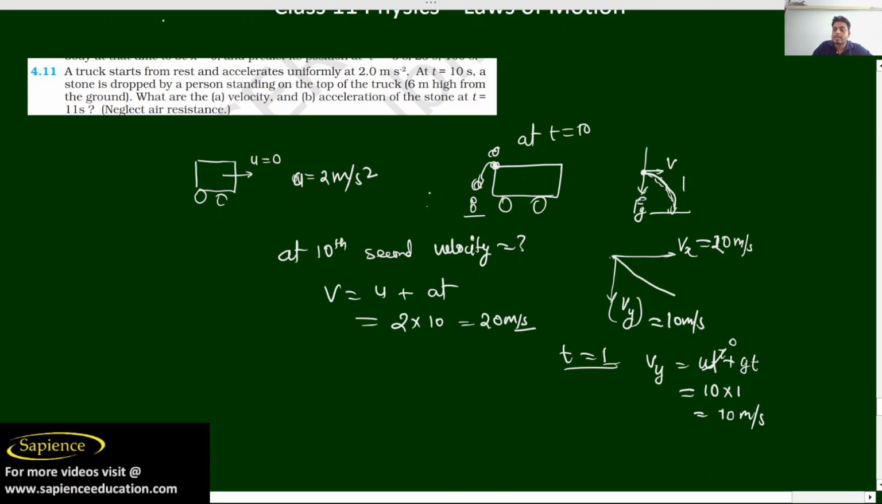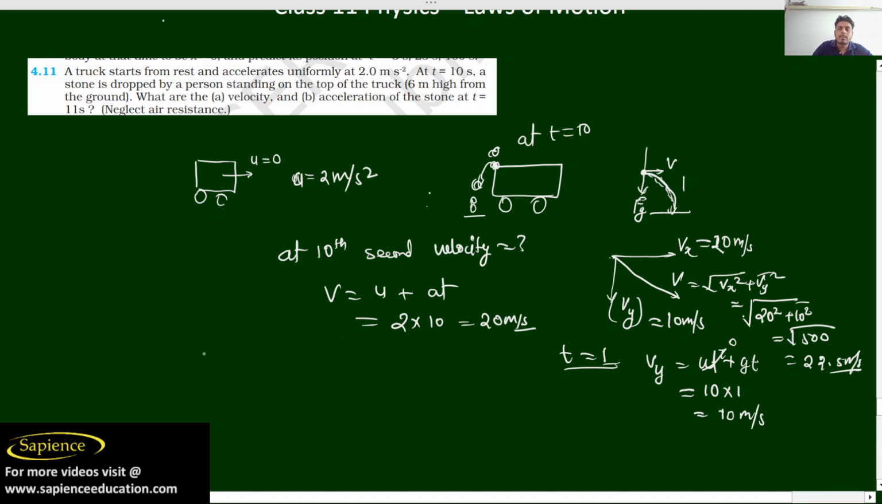So what will be the resultant velocity? The resultant velocity will be equal to root under vx square plus vy square. So we can write root under 20 square plus 10 square. So finally you will get root under 500, or we can write 22.5 meter per second approximately. So we have got the velocity, right?